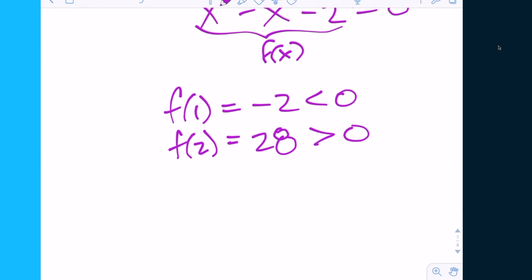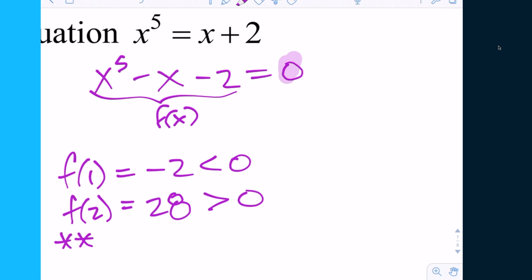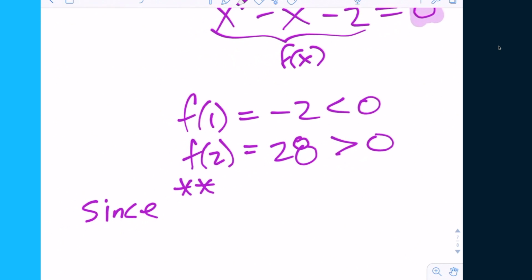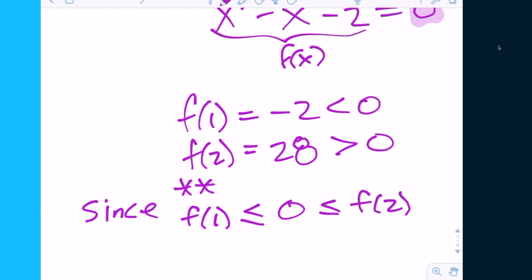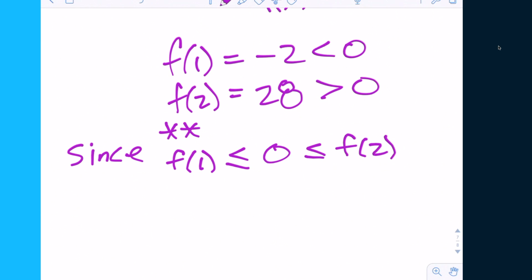So here's what we're going to say. Now here's the inequality, and this is a really important part of it. We actually have a target y value now of 0, not just windows that change signs. It turns out that f of 1 is smaller. So since f of 1 is less than or equal to 0, which is less than or equal to f of 2, or you can use the actual numbers: since negative 2 is less than or equal to 0, which is less than or equal to 28.